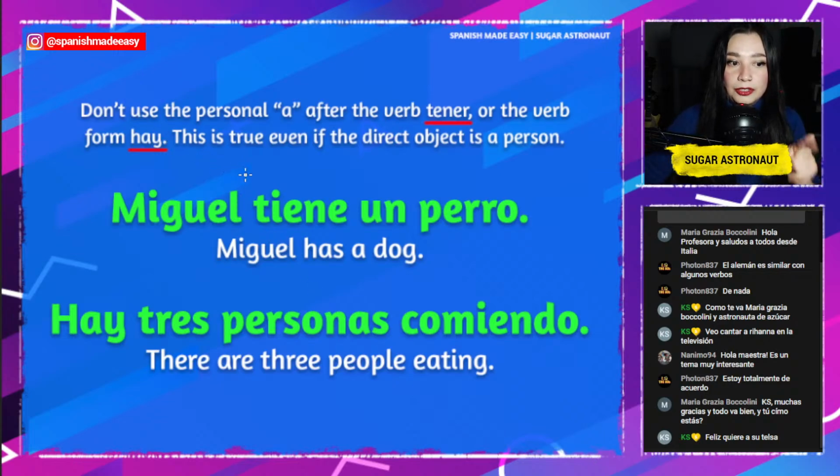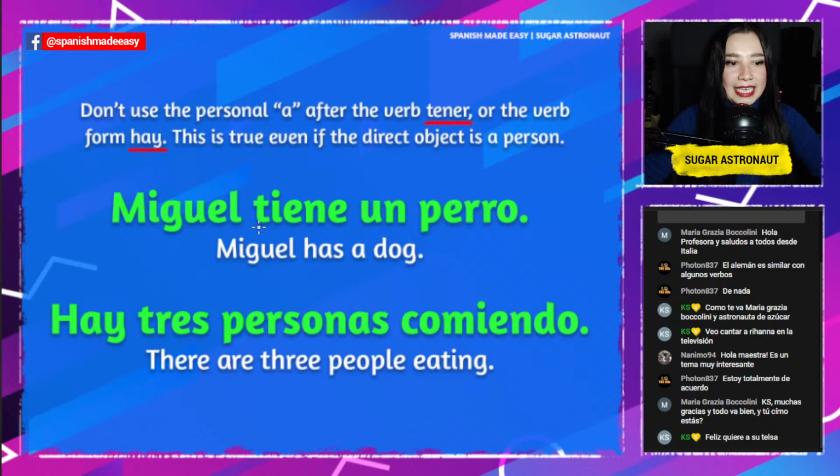Also, this is true even if the direct object is a person. So if you have the verb tener, don't use the personal a. If you have the verb hay, don't use the personal a. Okay, so that's what I'm saying. Let's look at some examples.